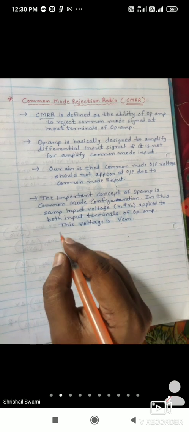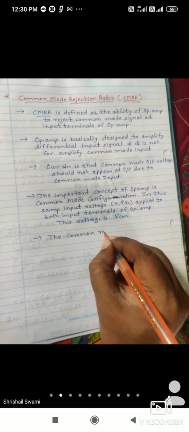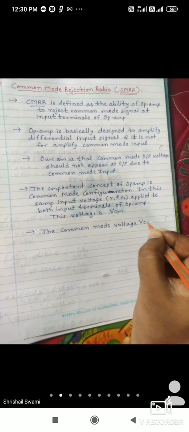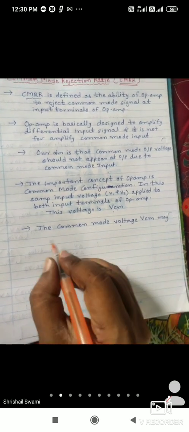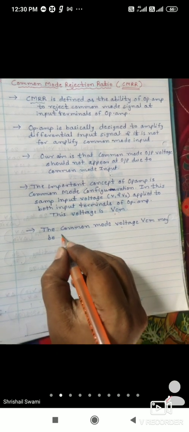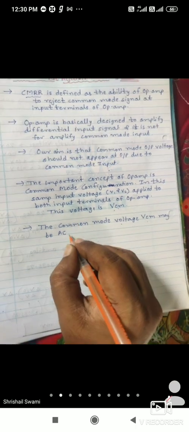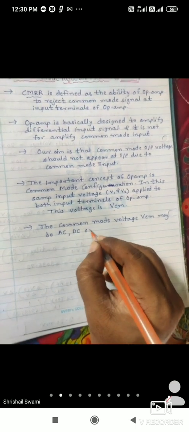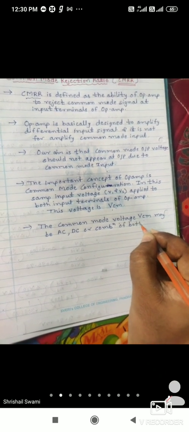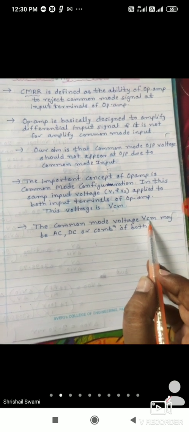Now the common mode input voltage VCM may be AC, may be DC, or a combination of both. That means the common mode signal VCM can be AC, DC, or a combination of both, which we can consider here.